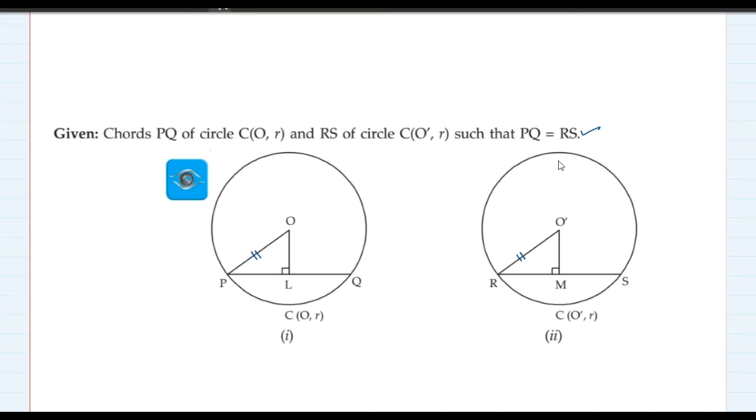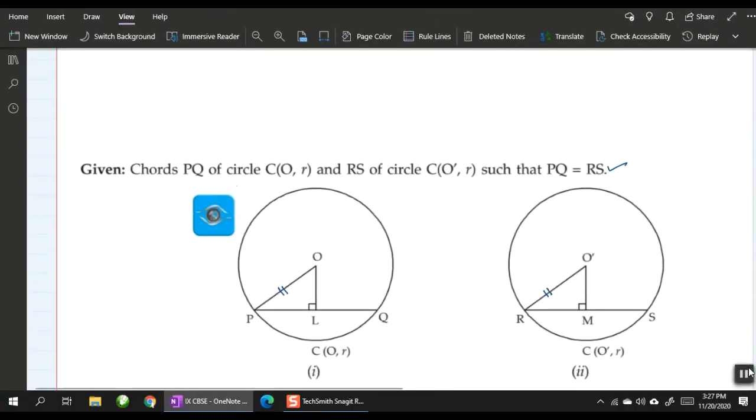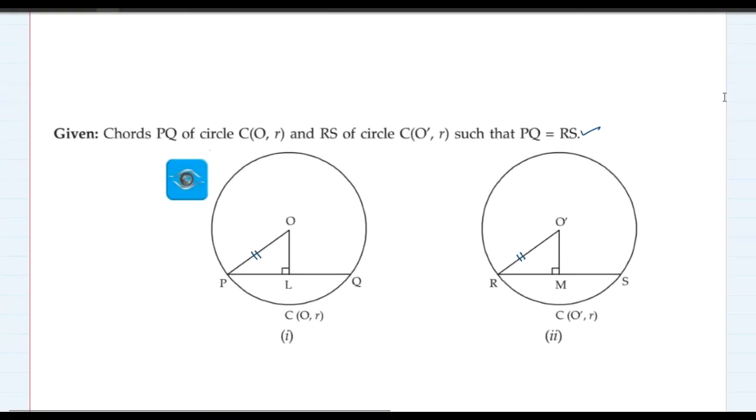For proving that, you need to do a construction. You have to draw perpendiculars from the respective centers onto the chords PQ and RS. So OL is perpendicular to PQ and O dash M is perpendicular to RS. These are the constructions. Now we'll do the proof.